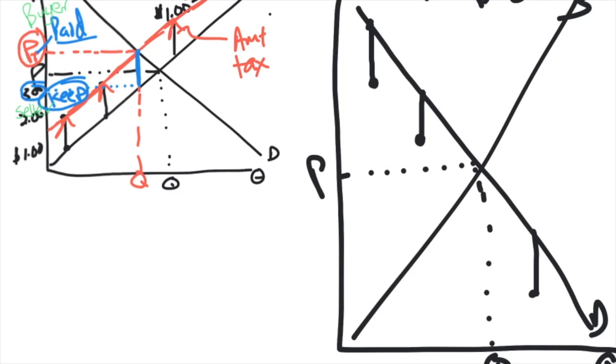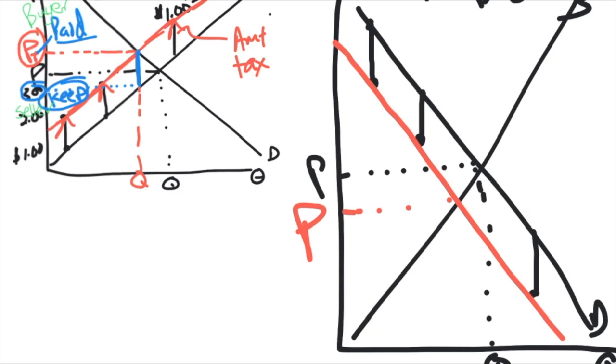It shifts this whole demand curve down like that. So what does that mean? Well, this one becomes my new equilibrium point right here. So now right here, this P, that's what buyers are paying for it.